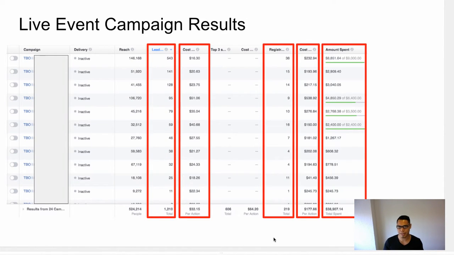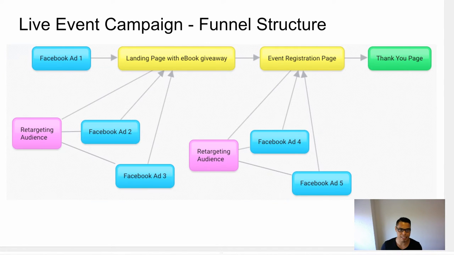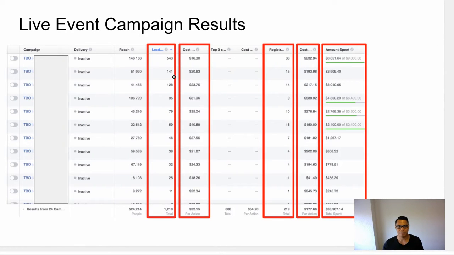Okay, so what you're looking at right now is the live event campaign results, and this is from the Facebook dashboard, okay? And you will see here that we have multiple campaigns in this dashboard, and the first column with the red highlight, these are the number of leads. So when I say the number of leads, these are the number of people who landed on the landing page and requested a copy of that free ebook. So that's what we call the leads. And the cost per lead is in the next column.